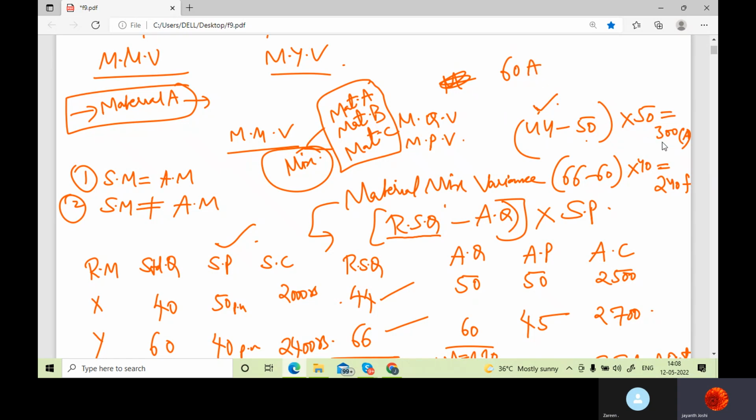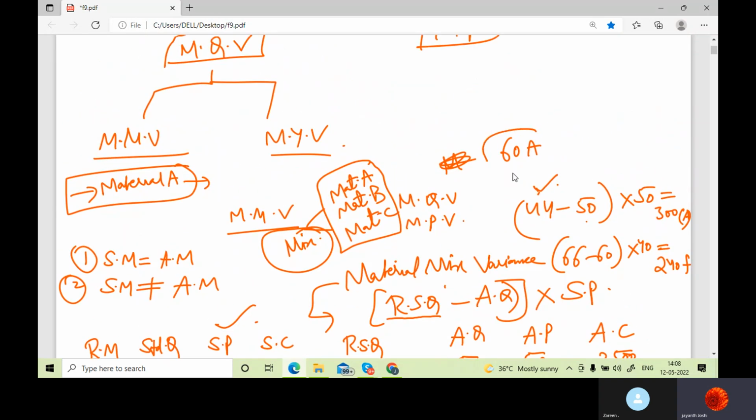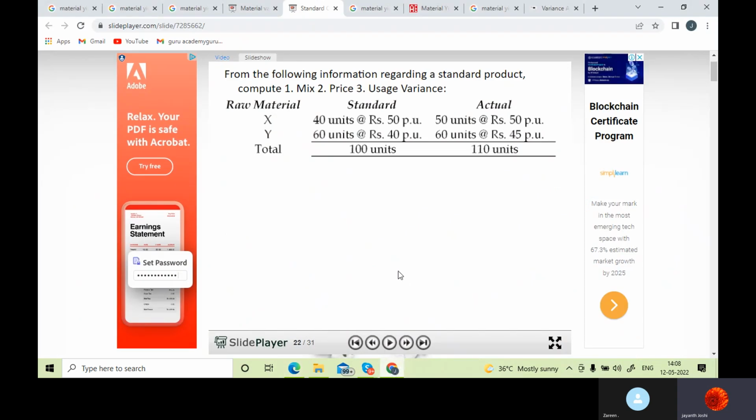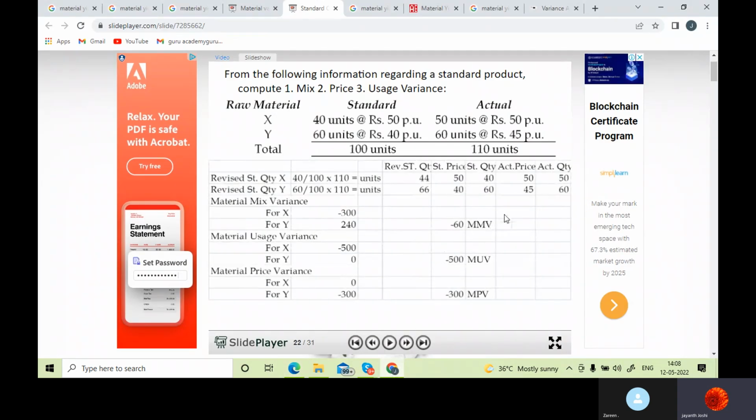240 and 300. When we find out the total mix variance, we'll be adding these two, correct? So we'll be adding 300 adverse and 240 favorable. We'll be getting adverse 60. So make a note of this, and let's check the answer. Okay, so we got the answer.